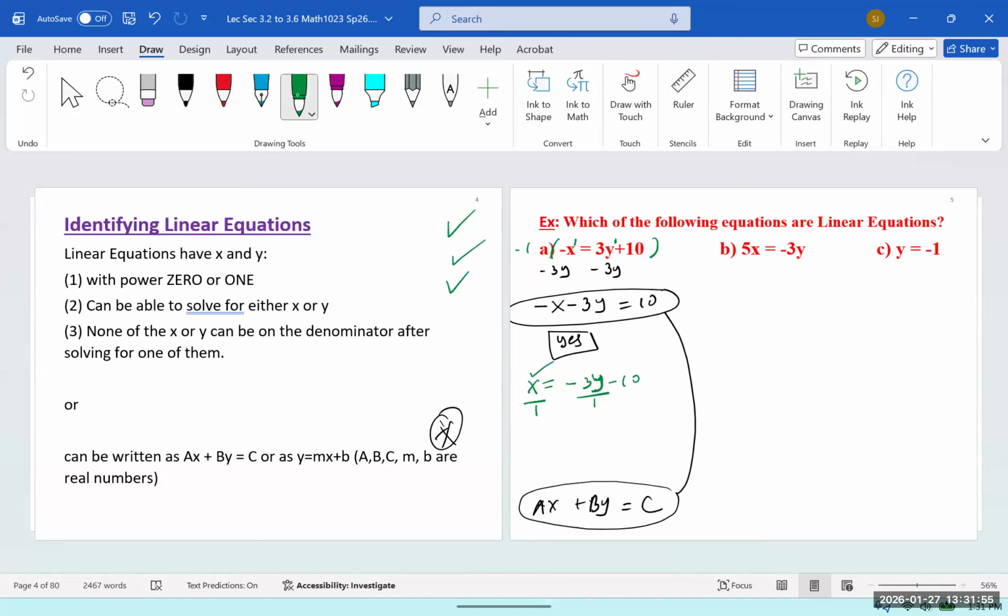So either you look at the conditions or characteristics, or you can simply rewrite this in standard form. And then you'll know whether these are linear functions or not.